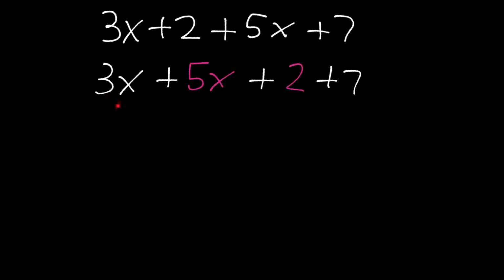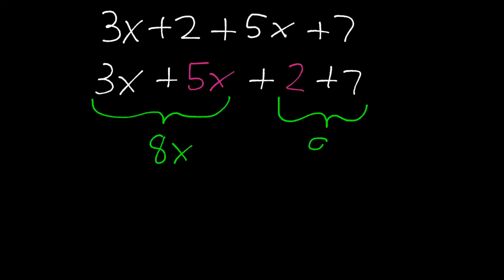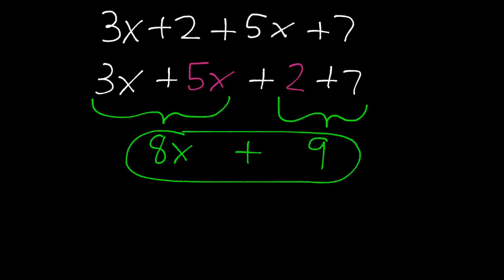Now, I can add these two together. They are like terms, I can simplify them, and 3x plus 5x gives me 8x. And I can do the same thing with our 2 and our 7 because they're like terms. 2 plus 7 gives me 9. And I can combine these two down to become 8x plus 9. This is the exact same expression as before, just simplified so that we don't have to worry about as much going on. Alright, let's try a different one.